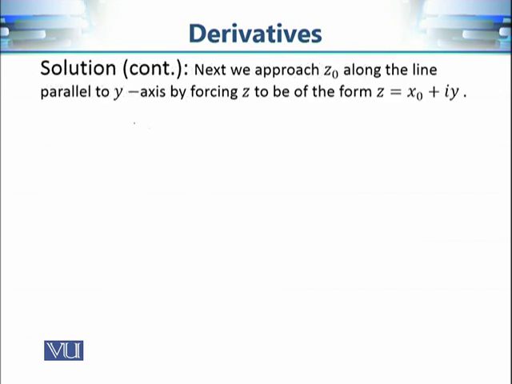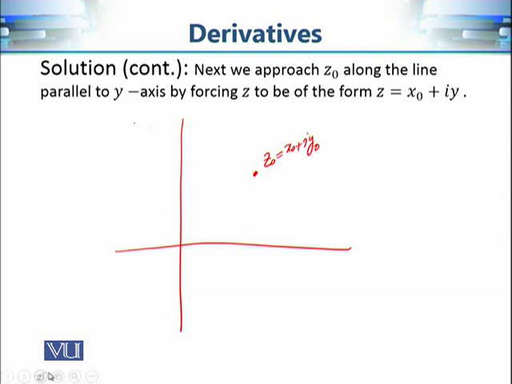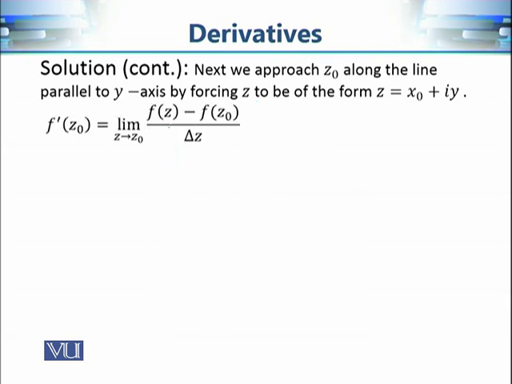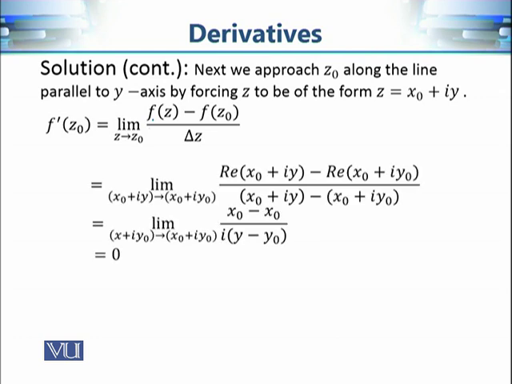On the other hand, if we take another path, now we are approaching z0, which is equal to x0 plus iota y0, along the curve which is parallel to the y-axis. So we are approaching this point along this line, with x0 fixed. The variable z is x0 plus iota y, because x0 is fixed and y is the free variable. The only thing that changes in x plus iota y is y. Once again we follow the same steps.